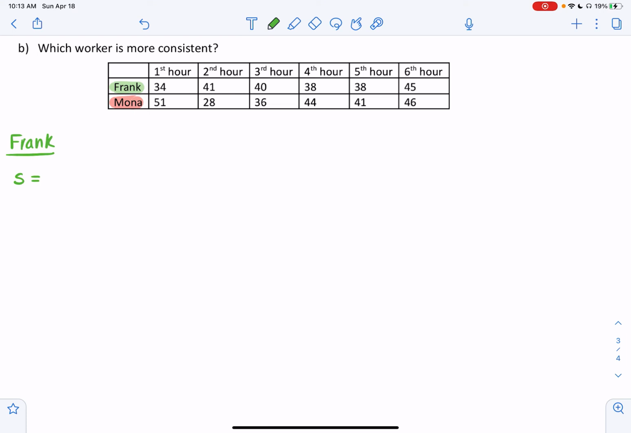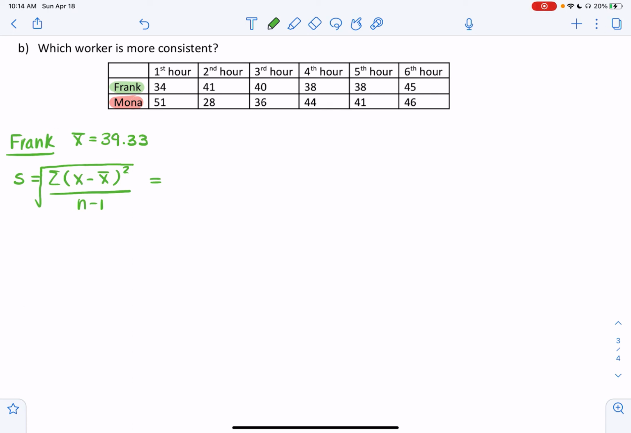So just as a reminder, our standard deviation formula, we take each data point, we minus the mean, we square that, we sum them all up, then we divide by n minus 1 because it's a sample. Now we're going to do this without a chart, so bear with me. So just as a reminder for Frank, our mean for Frank was 39.33. So what I'm going to do is I'm going to subtract 39.33 from each of the data points, and I'm just going to do that first as I put things in.